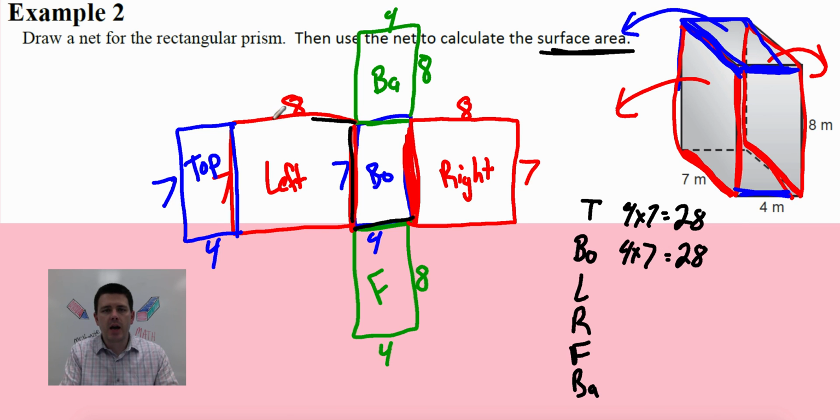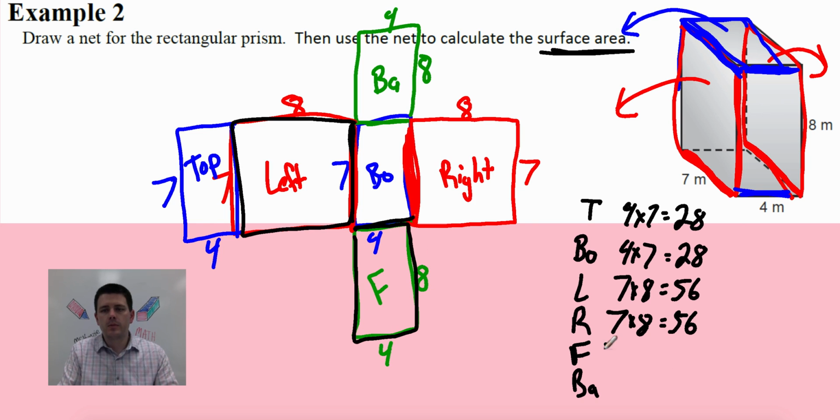For our left-hand side, that's this one, it's 7 going this way, 8 going this way. So 7 times 8 is 56. The right is going to be the matching piece, so it's also 7 times 8 is 56. Then we have our front and our back. Here's the front. It's 4 by 8. So 4 times 8 is 32. And the back is also 4 by 8.